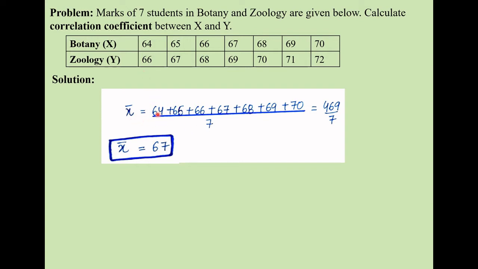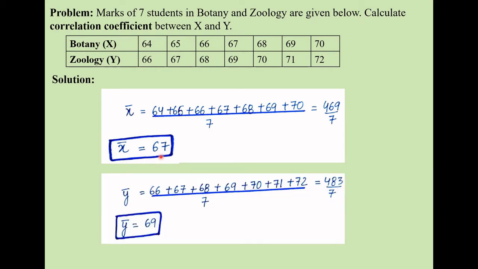So x bar is equal to 64 plus 65 plus 66 plus 67 plus 68 plus 69 plus 70 upon n. n is 1, 2, 3, 4, 5, 6, 7. So number of observations are 7. So value of n is 7. So by adding all these observations, or marks obtained by students in botany, x bar is equal to 469 upon 7. So by solving this, x bar is equal to 67.